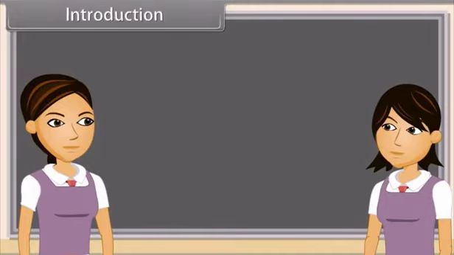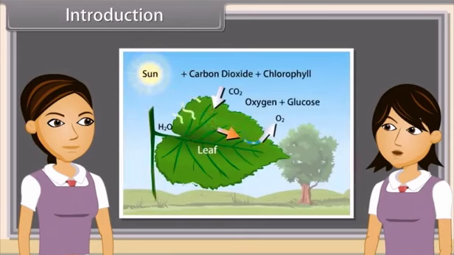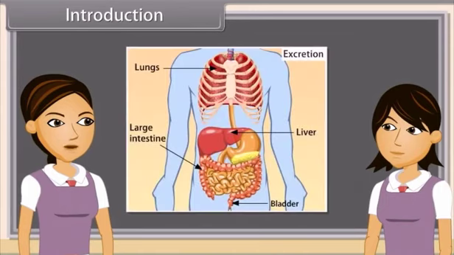Introduction. As we already know, gaseous wastes are removed by plants during photosynthesis and by animals during respiration. Yes, but liquid and solid wastes are still present in the body. So, we can say that the biological process involved in the removal of these harmful metabolic wastes from the body is called excretion. The process of excretion is different in different organisms.